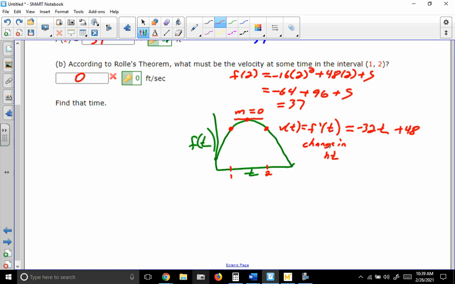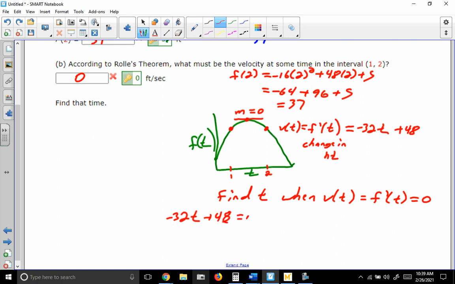So we set, we don't put 0 in for t, we're trying to find t when velocity, our first derivative, is 0. So take our first derivative, our velocity function, set it equal to 0. We could add 32t to both sides. If we divide both sides by 32, we get t is 1.5 seconds.